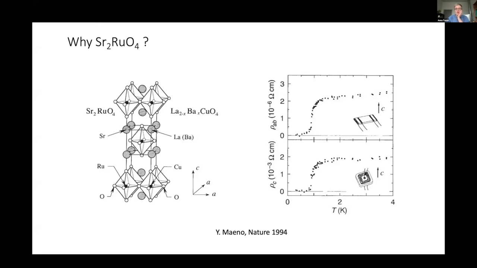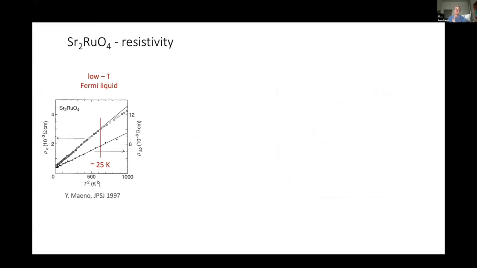My talk won't be about superconductivity, it will be about the normal state. So it's a very clean and well-characterized Fermi liquid at low temperature. The mean free path is several micrometers, so it's very long, huge. And it shows T-square resistivity below 25 Kelvin, both in plane and out of plane.